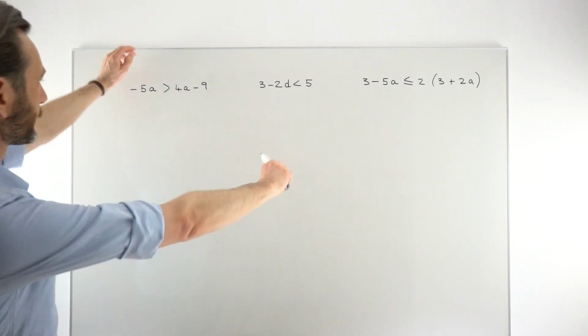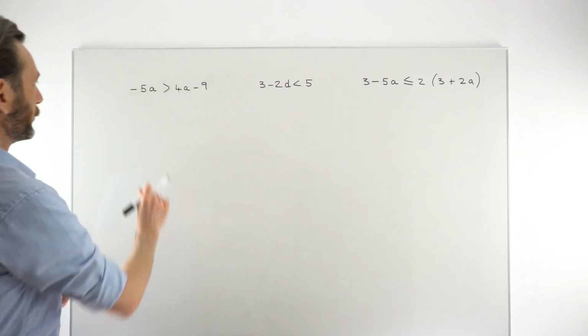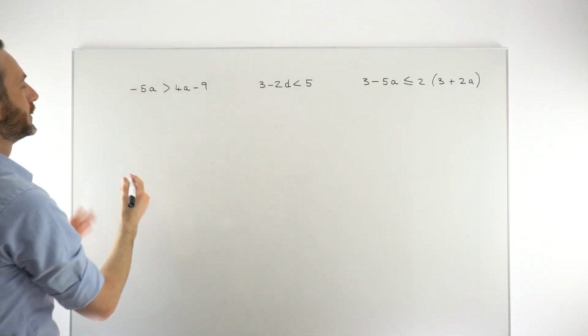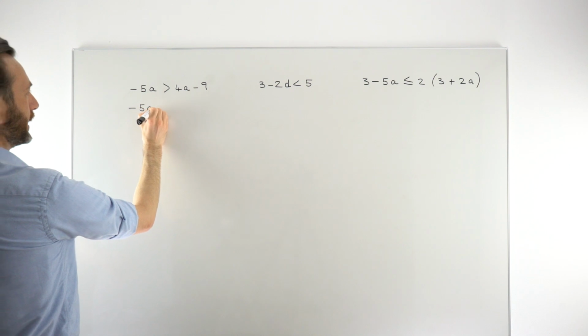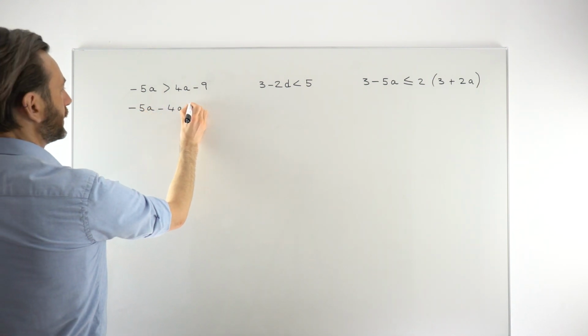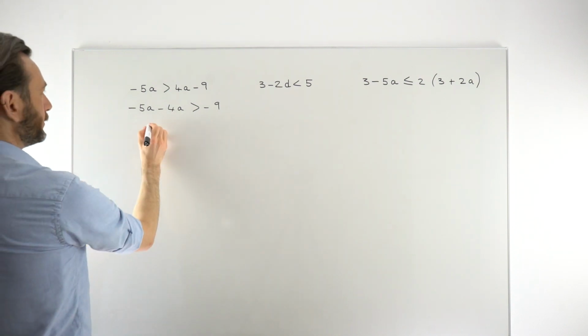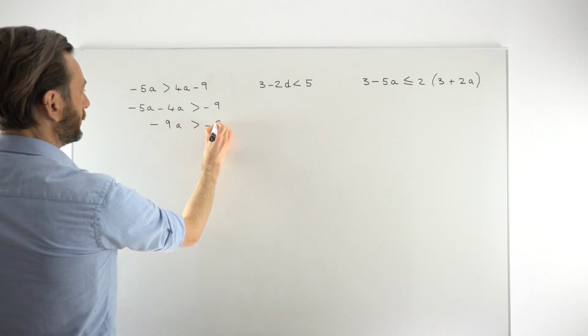So let's take a look at this first one here, and then we're going to work through these different style of examples. So this guy here, generally we're gathering the a terms on the left. So let's do that. So we're going to have -5a minus 4a is greater than -9. -5 minus 4 is -9, so we're going to get -9a is greater than -9.